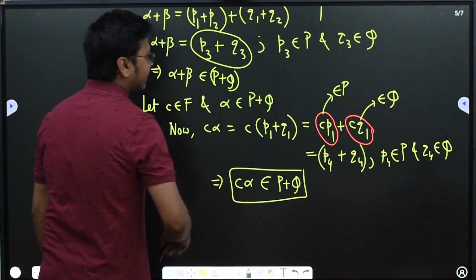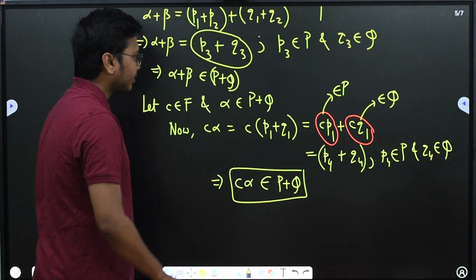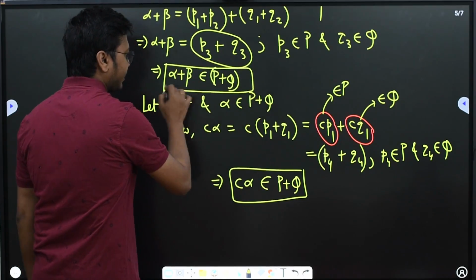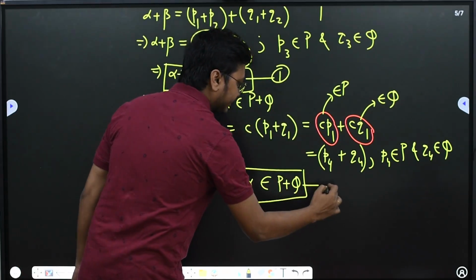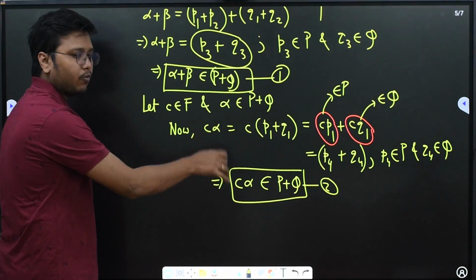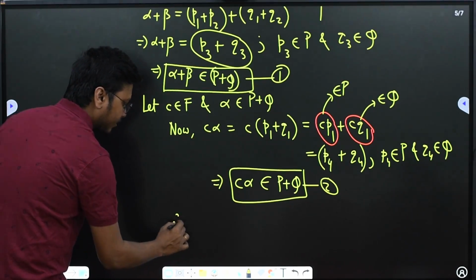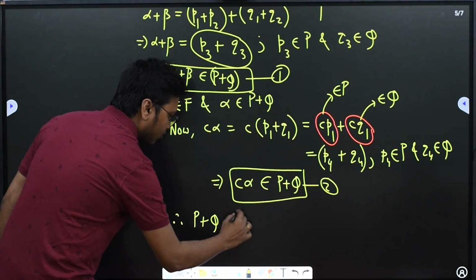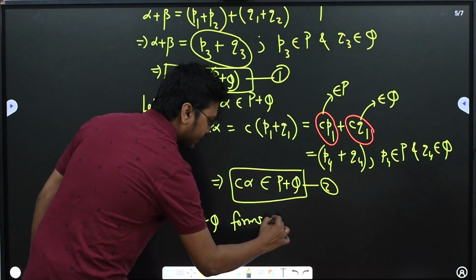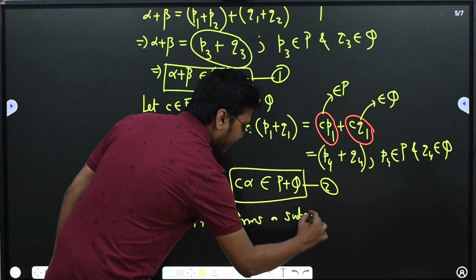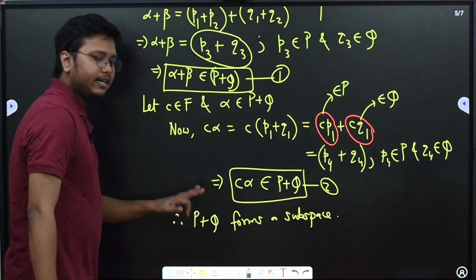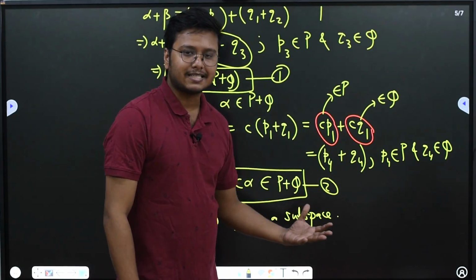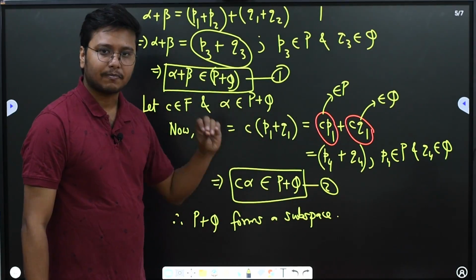So hence this is the second criteria of subspace. So this was the first criteria and this becomes the second criteria. So combining 1 and 2, I can say that therefore P plus Q forms a subspace. So here we have just proved that linear sum of two subspaces also forms a subspace.